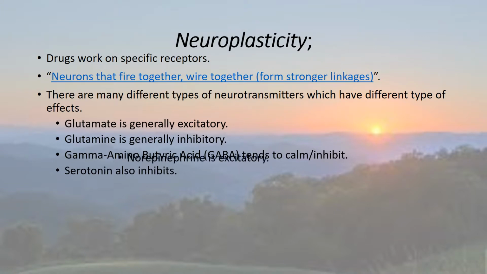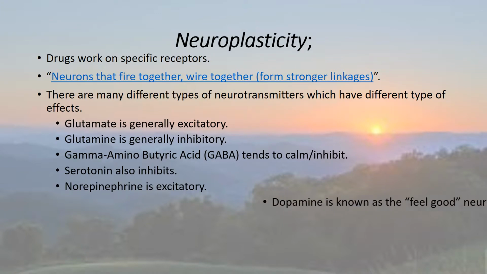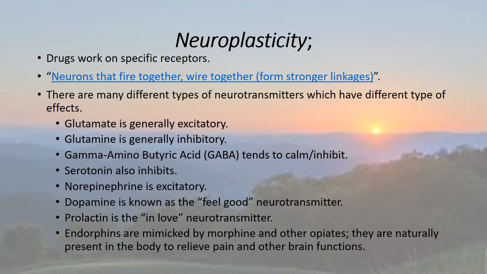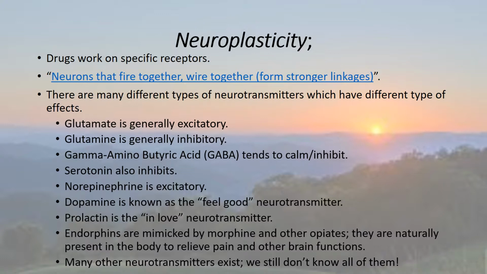Norepinephrine is excitatory. Dopamine is known as the feel-good neurotransmitter. Prolactin is the in-love transmitter. It's what's released when people fall in love. Endorphins are also mimicked by morphine and other opiates. They are naturally present in the body to relieve pain and other brain functions. There are many other neurotransmitters that exist. We still don't know all of them, but research continues.